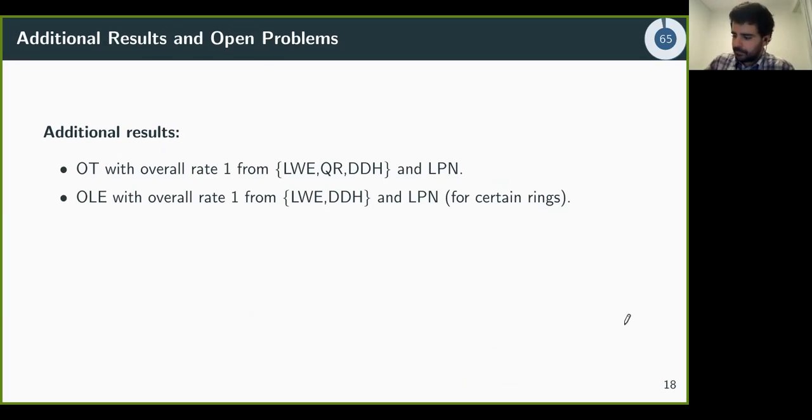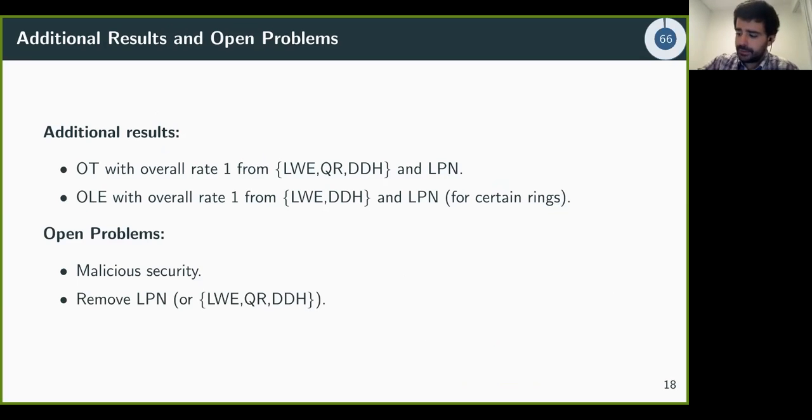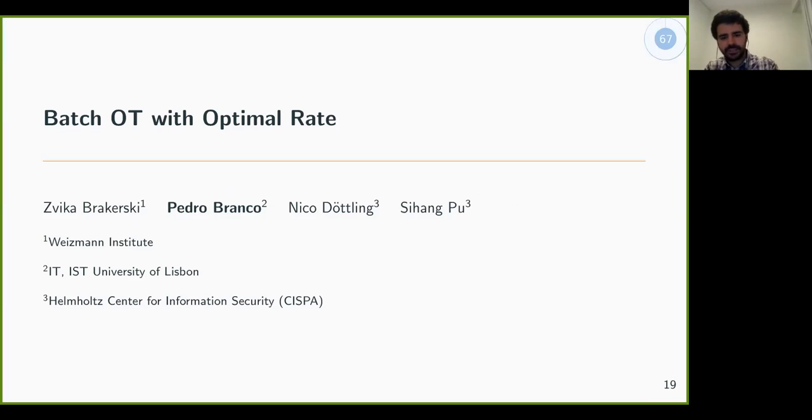Okay, so just to conclude, as an additional result, we obtain very similar results in the Oblivious Linear Evaluation setting, for certain rings. And as open problems, recall that we only consider semi-honest security. So malicious security is a natural follow-up question. And another follow-up question is whether we can remove LPN and get a scheme just from DDH or QR. We could also remove one of these assumptions, but this actually seems harder than removing LPN. Okay, that's all. Thanks.